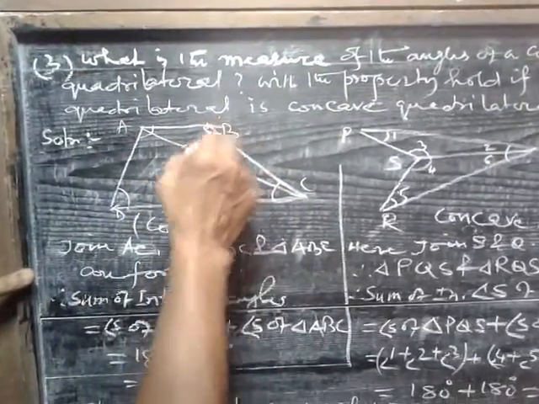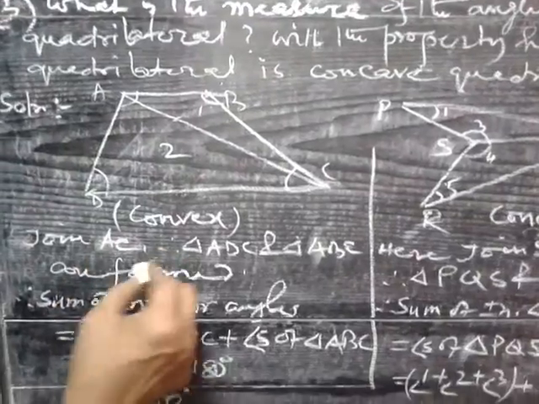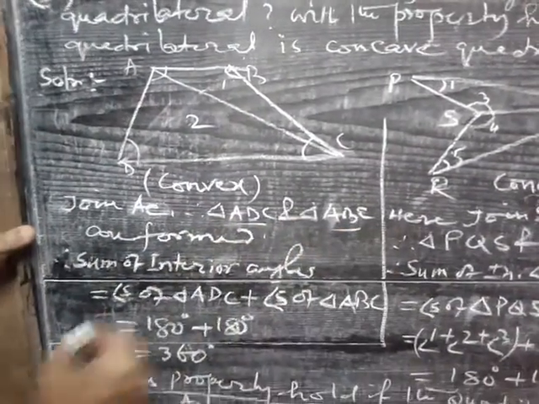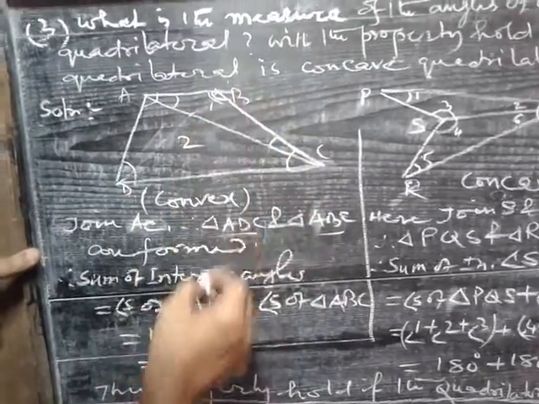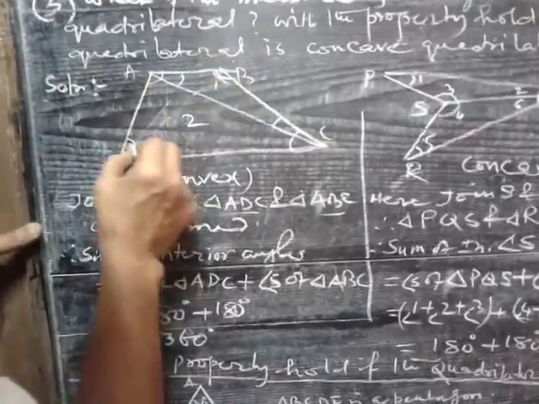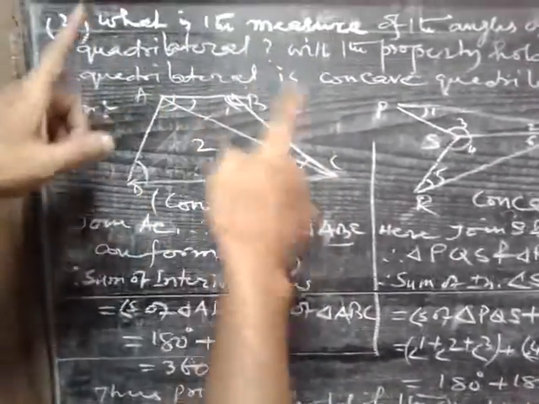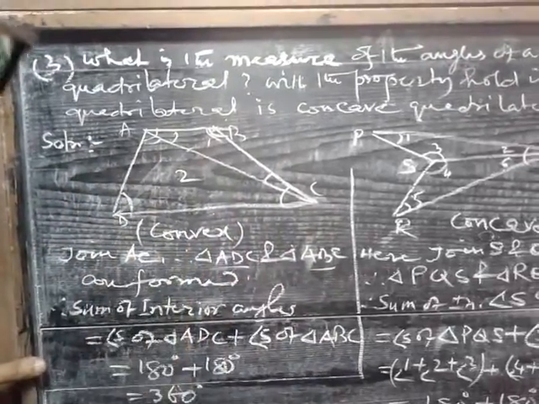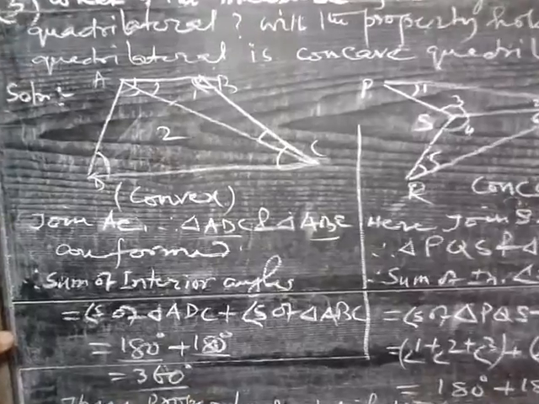This quadrilateral is divided into two triangles, 1 and 2. You know that the sum of the three angles of a triangle is 180 degrees. So this triangle's sum is 180, and this triangle's sum is also 180. So the total interior angle sum of the quadrilateral ABCD is 180 plus 180, which is 360.